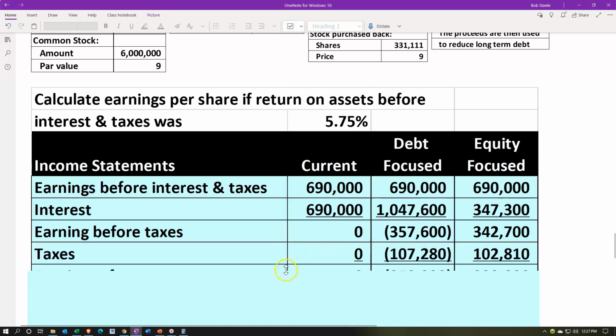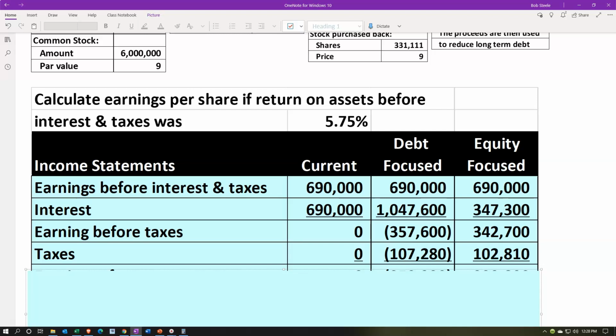Then notice on the taxes, you're going to say, well, what do we do with the taxes now when we have a loss here? Because if I have the taxes and it's a negative 107,280, what does that mean? Does that mean that the IRS is going to pay us? And the answer is, well, kind of, because they're not going to pay us this year, but if we can carry it back to a prior year that we had earnings and take the loss against that year, or in the future, then we can get a tax benefit from the loss.